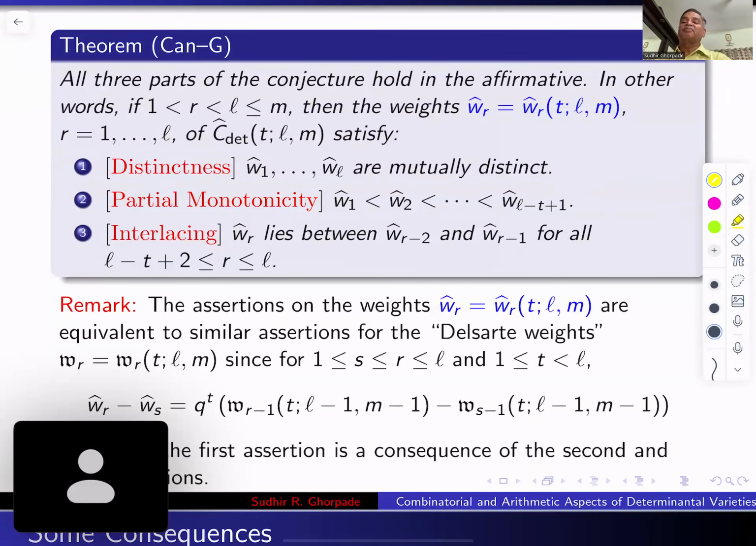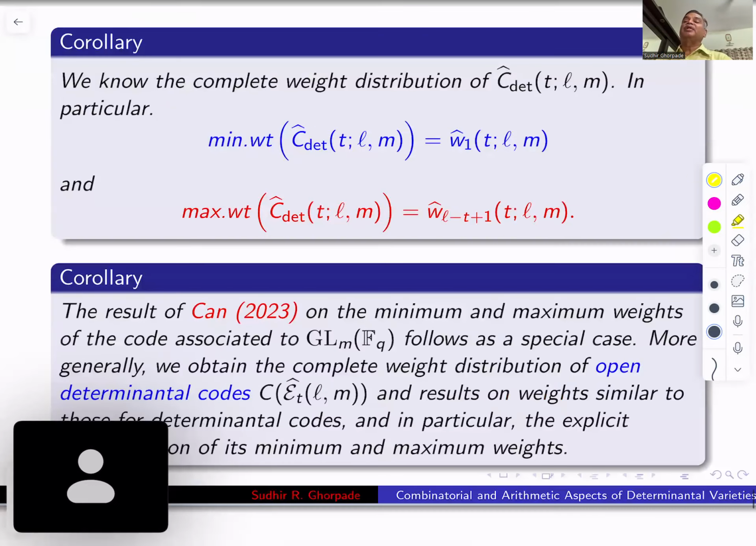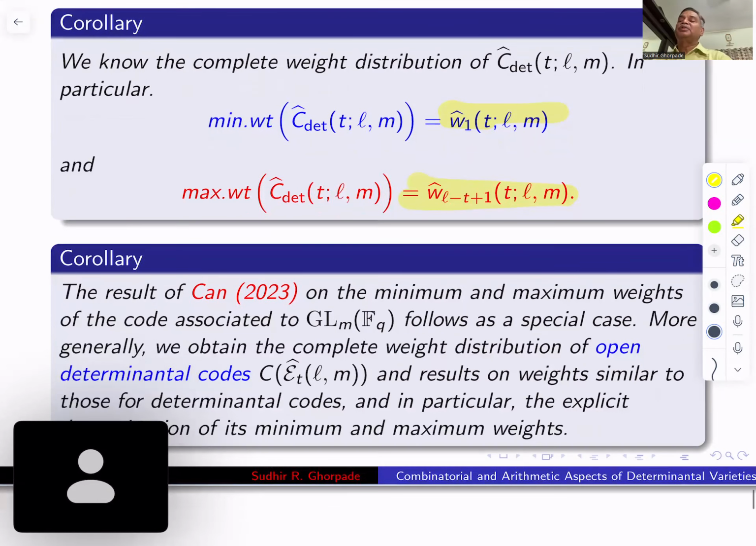So let me just quickly say, what are the corollaries? The minimum weight is given by W hat 1, but we can also find the maximum weight thanks to the partial monotonicity and interlacing. And then these results will also allow us to deduce the results of Jan as a special case and even do something more general for the so-called open determinantal varieties or open determinantal codes and so on and so forth.